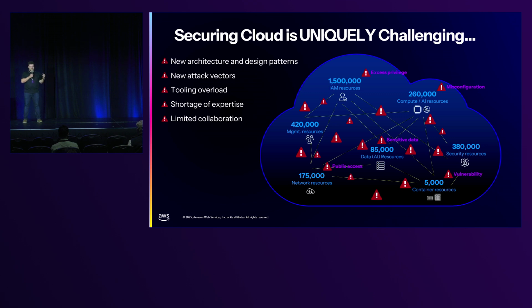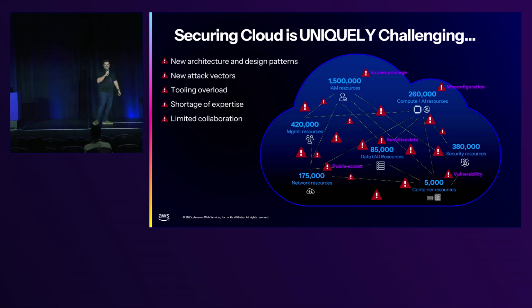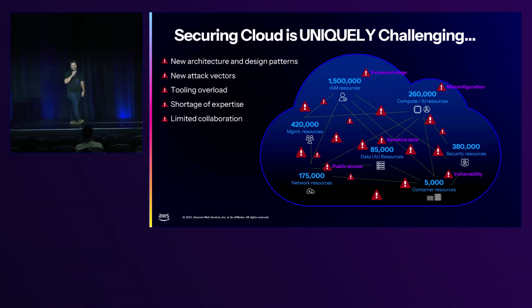New architectures and design patterns and attack vectors. Does anybody know how many services AWS started with in 2006? How much? 150. That's way higher. There were only 3 services. S3, EC2, which used to be called Elastic Compute, and then SNS. Does anybody know how many services AWS has now? Over 250. So think about that from a security standpoint.